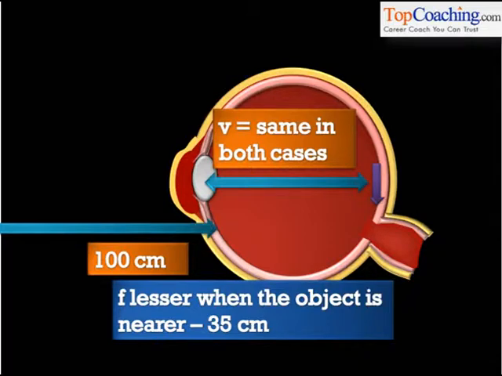Now the greater the power, the lesser the focal length, isn't it? Focal length and power are inversely related. So the focal length of the eye lens is lesser when the object is nearer. Understood? Because its power must be greater when the object is nearer. So that's our answer. The focal length is lesser when the object is at 35 centimeters.